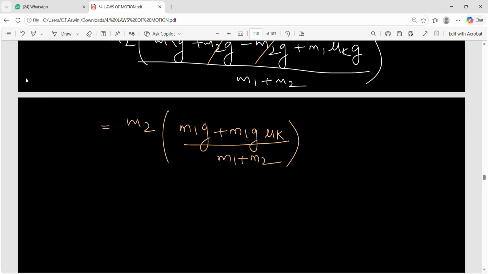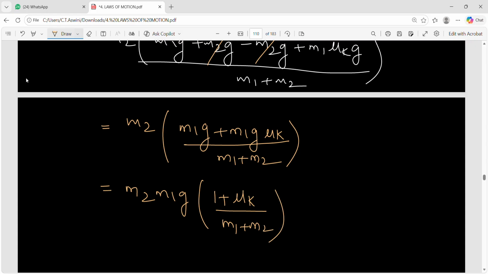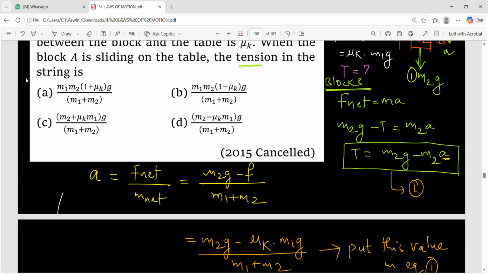So what is common? Just take them out. Already we have m2 out. Now inside, m1 is common, g is also common. So you will be left with 1 plus mu k upon m1 plus m2. So this is the answer: m1 m2 g into 1 plus mu k, divided by m1 plus m2.